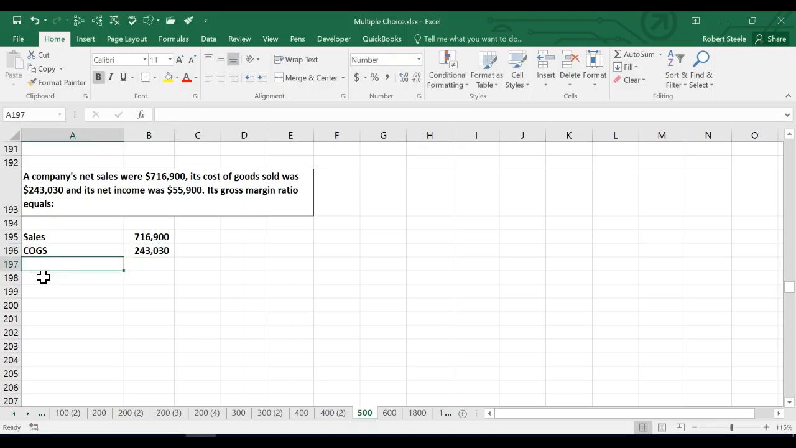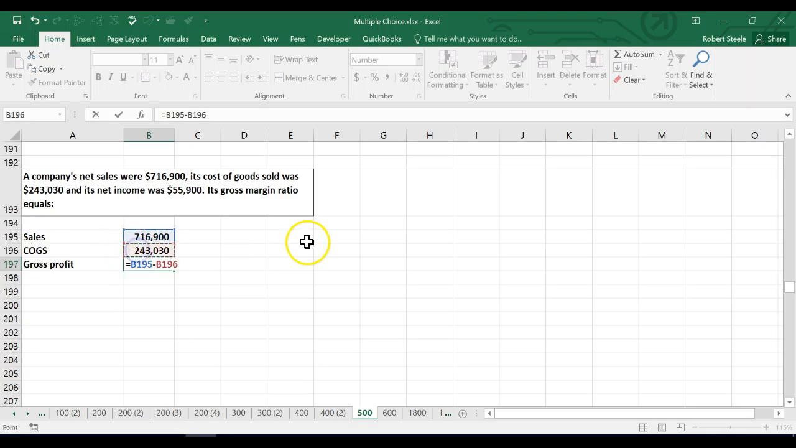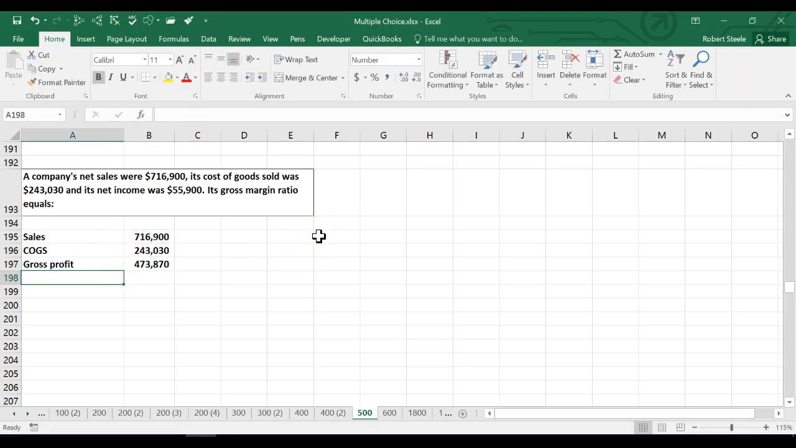That subtraction problem will give us the gross profit. That's the gross profit, and we'll subtract those out. That's going to be the sales 716,900 minus the cost of goods sold 243,030. That gives us the gross profit. I'm going to underline that. Home tab, font group, underline.